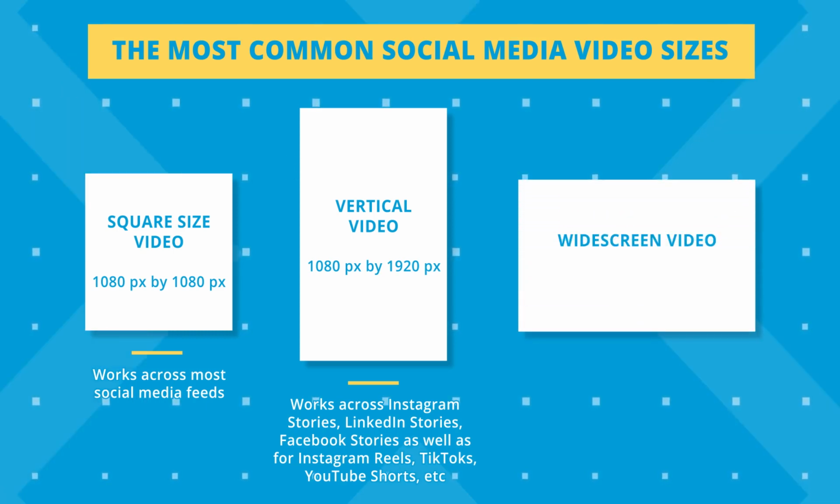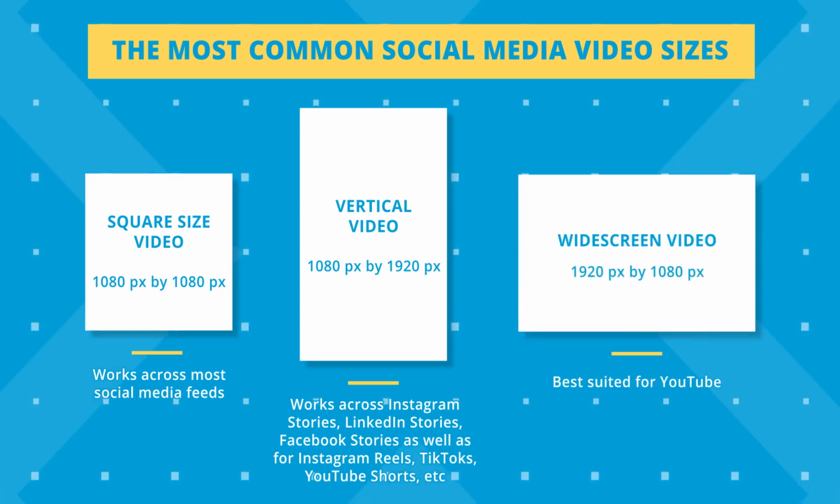Now, you can also do widescreen videos like what we see here on YouTube, which are 1920 pixels by 1080 pixels, but I don't usually recommend these dimensions across any other social media platforms. The square and vertical sizes take up more of the feed when a user is scrolling and generally garner more attention and engagement as a result.